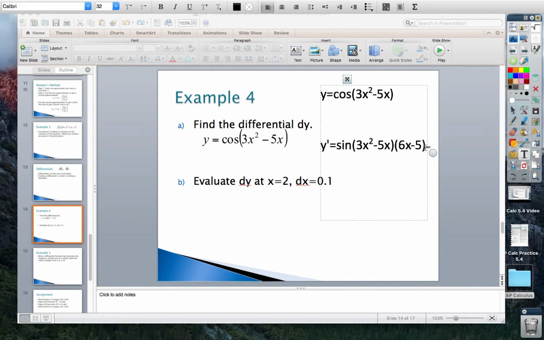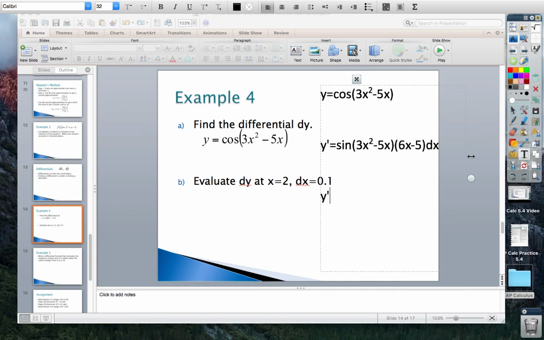Now part B, it says evaluate dy at x equals 2 and dx equal to 0.1. So the one thing I forgot to add here is, since we found these derivatives, I forgot to add a dx at the end, which is really, really important. Okay, so anytime you find the derivative of anything, you just add a dx at the back end. So now that we have this, we're substituting the x and the dx value in.